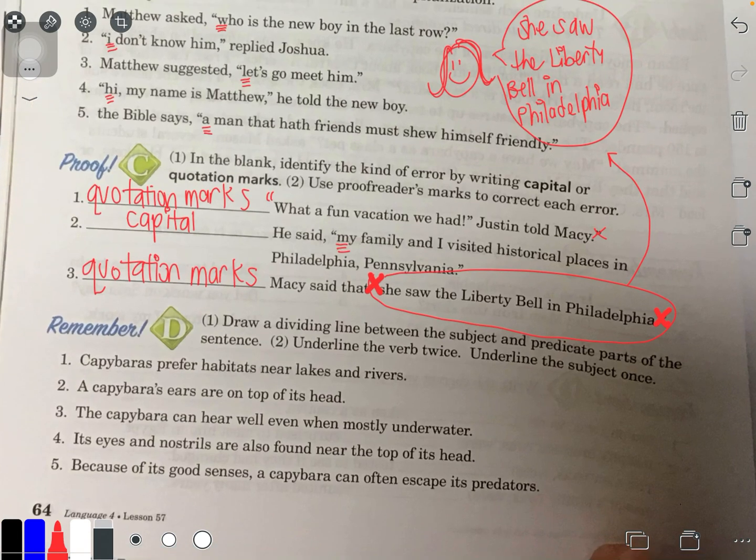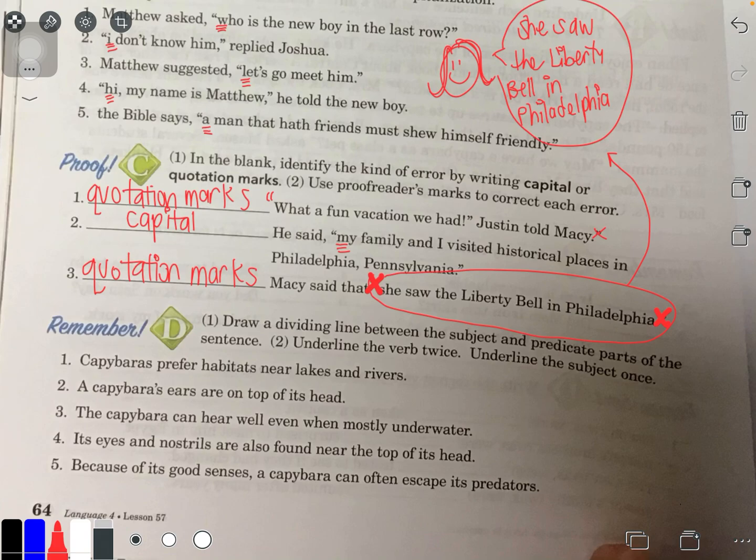So, remember, these should be easy. Draw a dividing line between the subject and predicate parts of the sentence. Underline the verb twice. Underline the subject once. You can do this by yourself. In fact, you can pause the video and try 1 through 5 and then unpause it when you're ready to compare your work. Okay, ready? Now, remember, when I'm reading these, I can read them out loud, and then I can ask myself the question, what is happening?